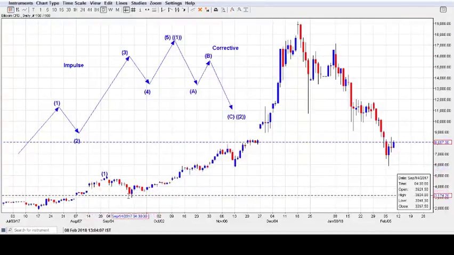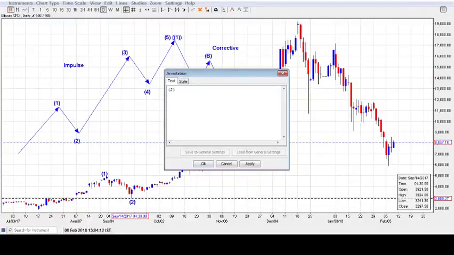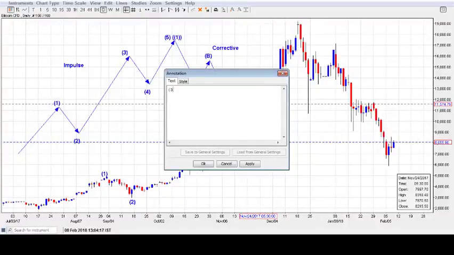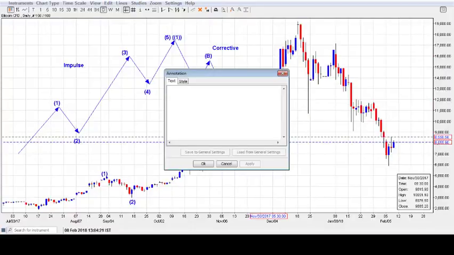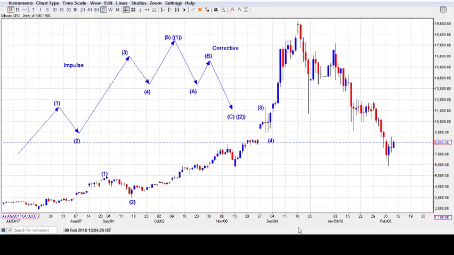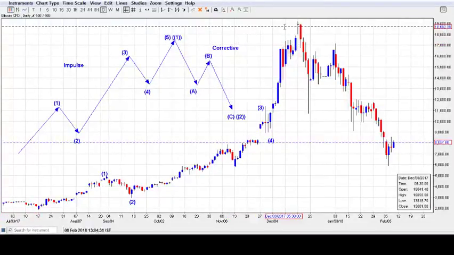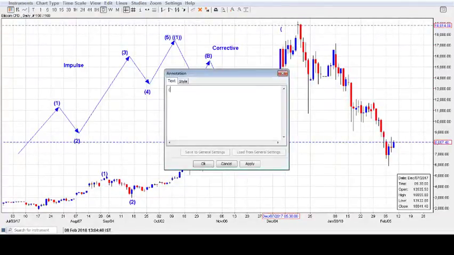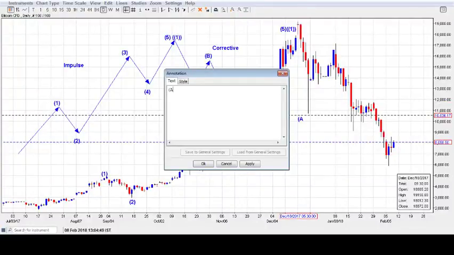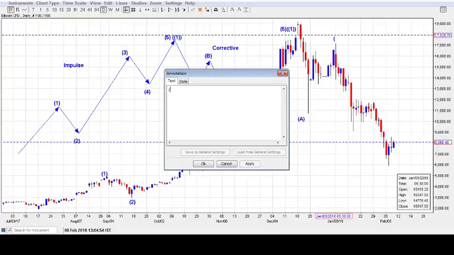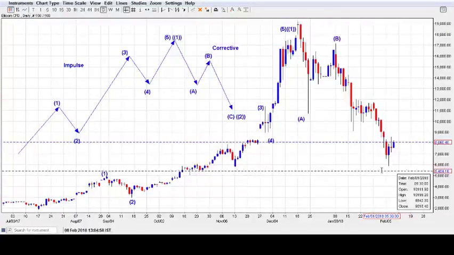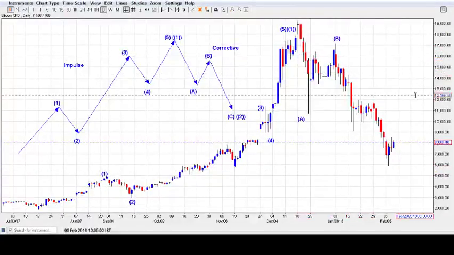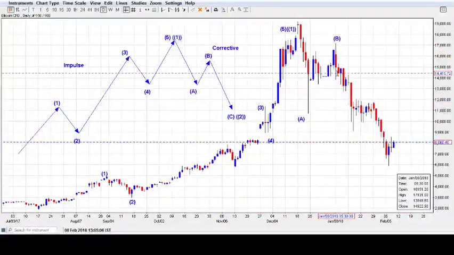Waves 1, 2, 3, 4, and 5. It has completed waves A, B and C. Now it remains to be seen whether this last leg has been done or it is still going to push one more time lower. How do we confirm?